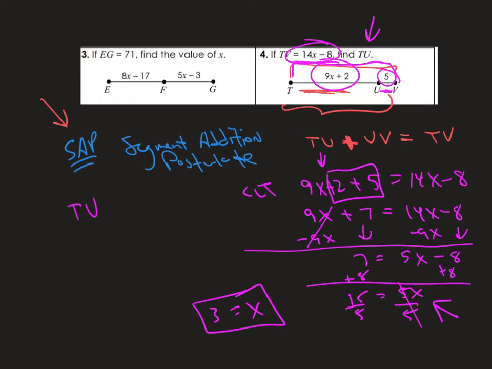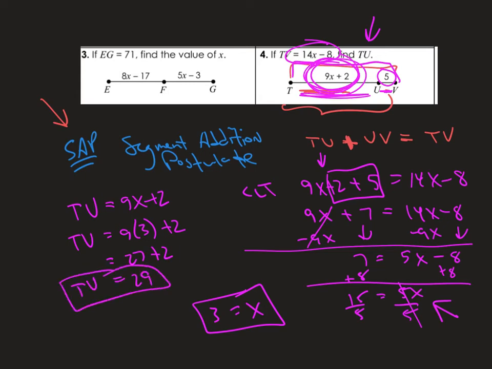TU was equal to 9x plus 2. That was this left side over here, T to U. So TU equals 9 times 3 plus 2. That's 27 plus 2. That's 29 is equal to TU. And there's my final answer.